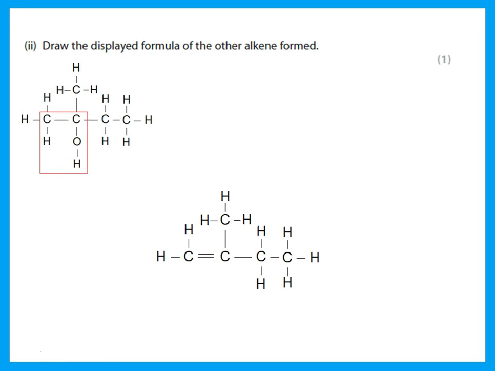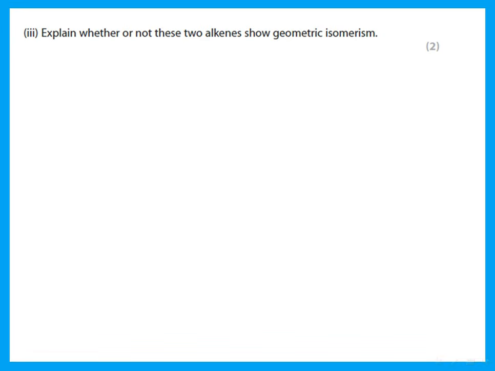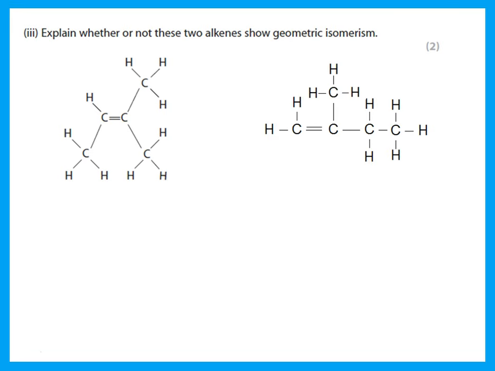So this would be my other alkene that could be formed. Explain whether or not these 2 alkenes show geometric isomerism. Well, let's look at the 2 alkenes. Geometric isomerism means will it form cis or trans or E or Z? Well, let's look at them.